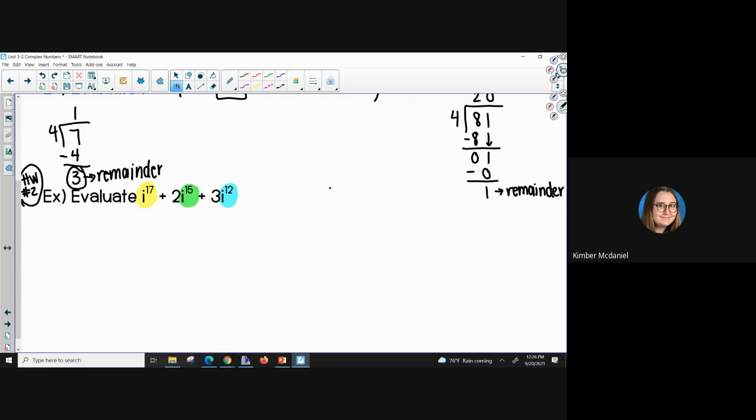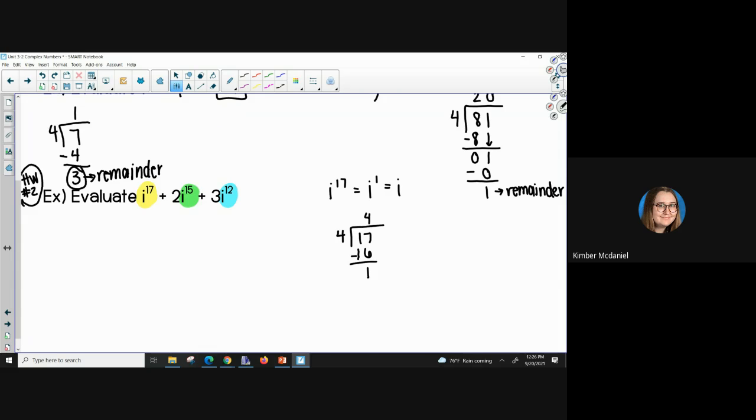So let's figure out what i to the 17th power equals. 4 goes into 17 how many equal times? 4 times. 4 times 4 is 16. We subtract, with the remainder 1. So i to the 17th is equivalent to i to the 1 power, which is i. We're going to come back to our expression, but let's just evaluate the i's.